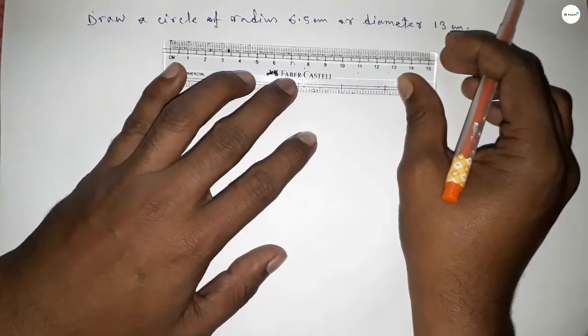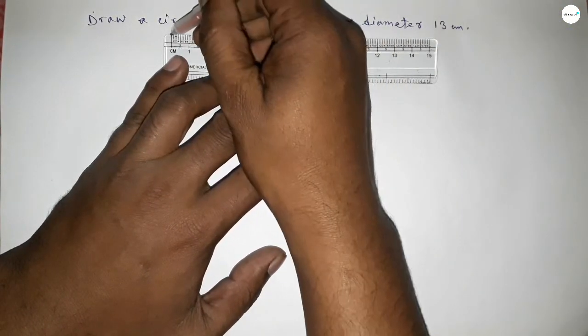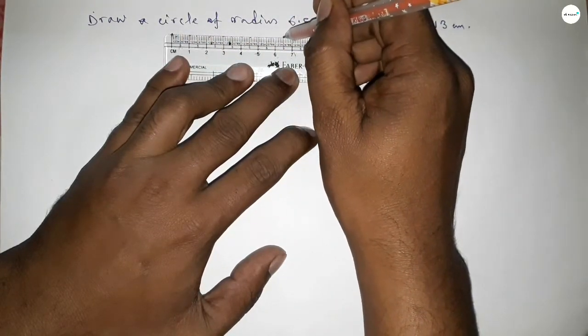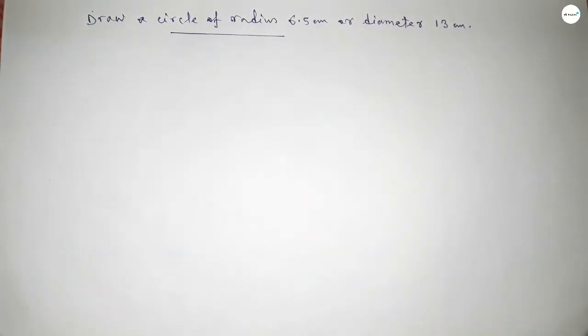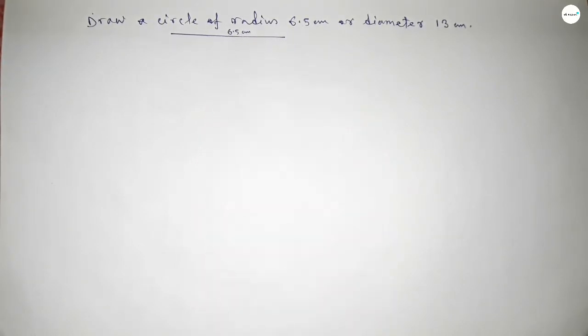First of all, drawing here the radius 6.5 centimeter. So this is starting 0, 1, 2, 3, 4, 5, 6 and this is 6.5. And we know that radius of a circle is equal to half of diameter of the circle. So this is 6.5 centimeter.